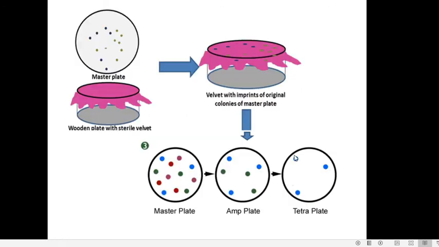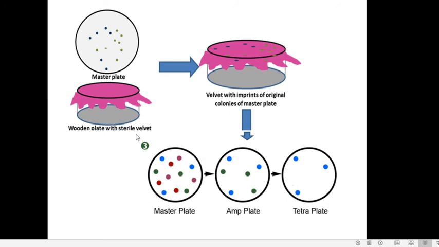So we will see how. Here you have a master plate where you can see different types of colonies formed from different types of cells. So you can consider this as the master plate, which will contain colonies from non-transformed cells, colonies from non-recombinant cells and colonies from recombinant cells. So you have to screen them. So this is your master plate containing all the three types of colonies.